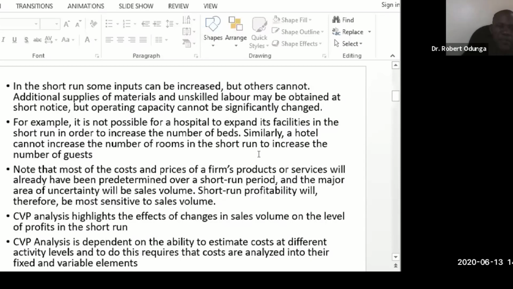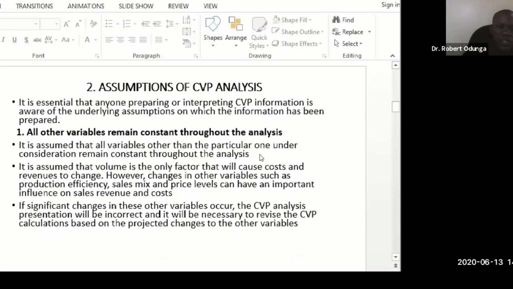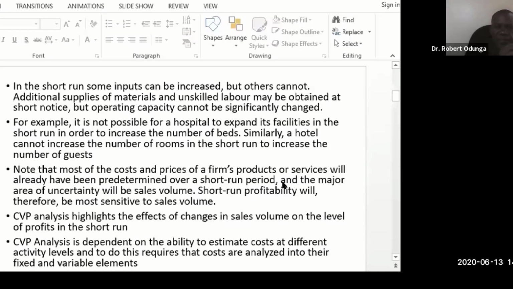Note that most of the costs and prices of a firm's products or services will already have been predetermined over a short-run period. And the major area of uncertainty will be sales volume. Short-run profitability will therefore be most sensitive to sales volume. So this explains why we need to go for the short-run period.